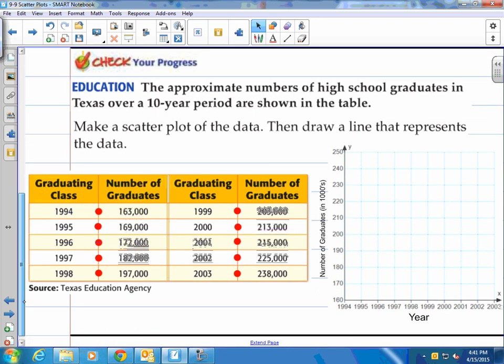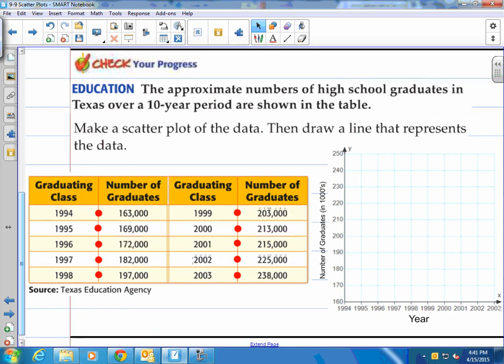All right, how about this one here? It says the approximate number of high school graduates in Texas over a 10-year period are shown in the table. Make a scatter plot of the data, then draw a line that represents the data. Now, I've already made the graph here for you. Just watch how I do it. You would have to make it on your own. I made the graph on the right side here. You can see the actual table on the left, but on the right, the graph I made myself. I started at 1994, went up to 2003 on the bottom, and I started at 160, went up to 250, but that's number of graduates in 1,000. So that's thousands of graduates.